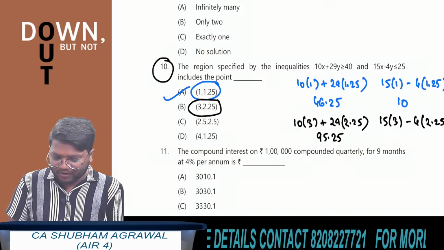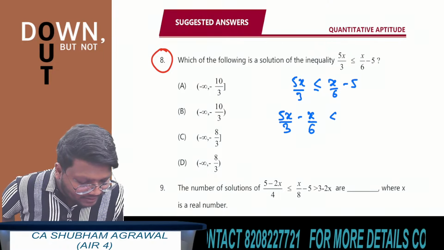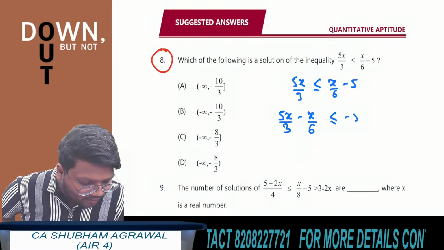You have to solve this inequality. 5x upon 3 is less than or equals to x upon 6 minus 5. This x upon 6, when shifted to the opposite side, will become what? Minus x upon 6. 5x upon 3 minus x upon 6 is less than or equals to minus 5.